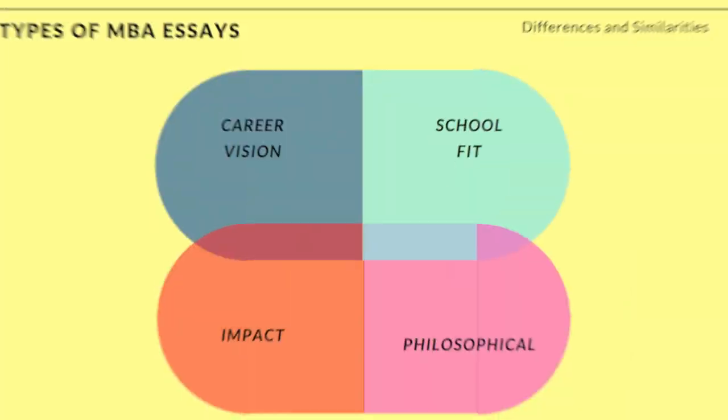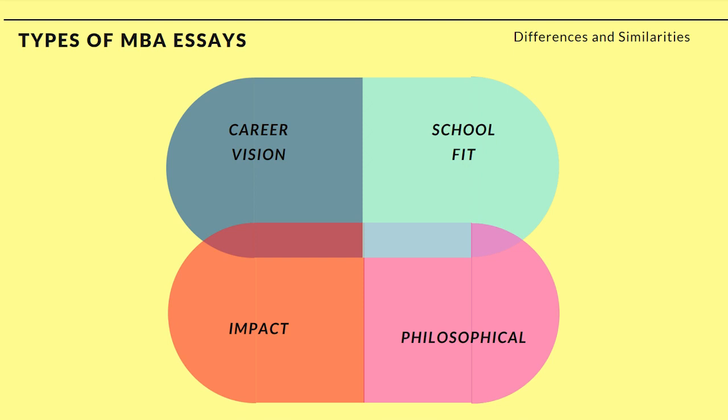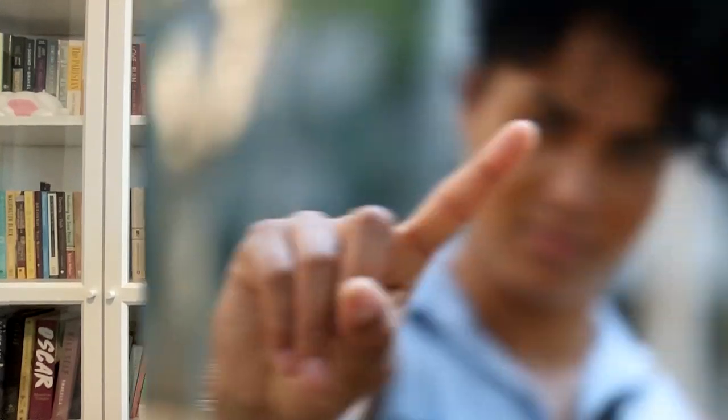You will see essay questions about your career vision, essays about school fit, essays about impact, and essays that I call philosophical or existential. Now, do all essays neatly fit into just one category? No. There's always some level of overlap between them. A goals essay will always require some amount of demonstrating school fit as you discuss how that particular program with its features and resources will help you realize your professional vision.